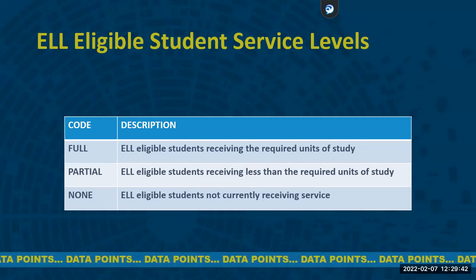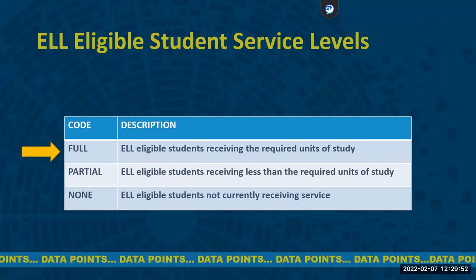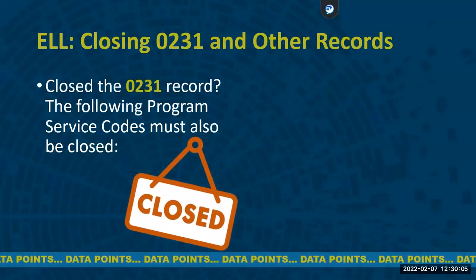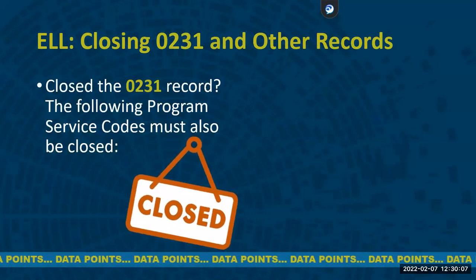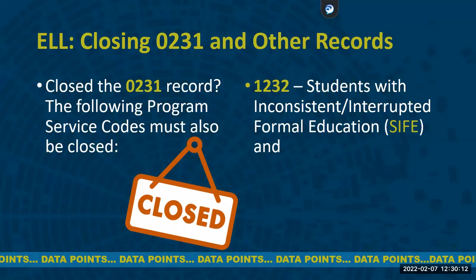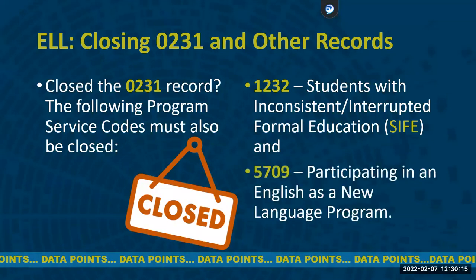LEAs must also identify the level of service at which an ELL eligible student is receiving service. This chart shows the three codes available: full, partial, and none. If a student's 0231 record is closed, the following program service codes must also be closed: 1232, which is SIFE, and 5709, which is English as a new language.